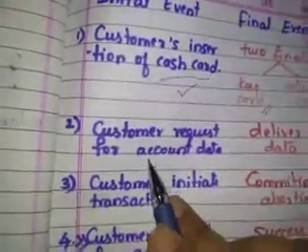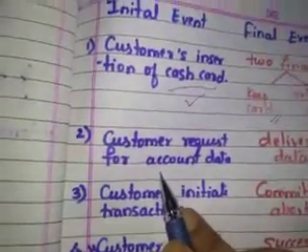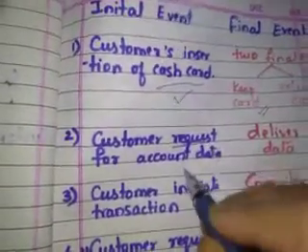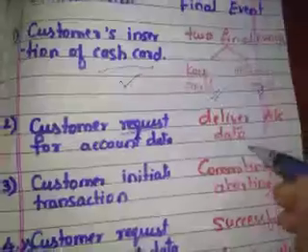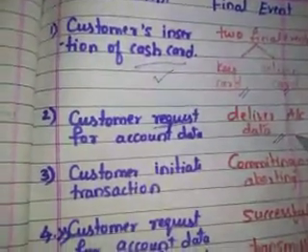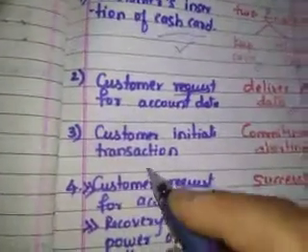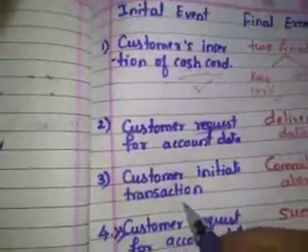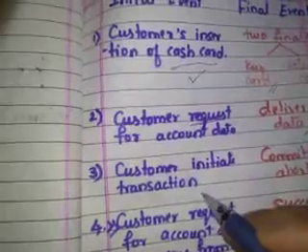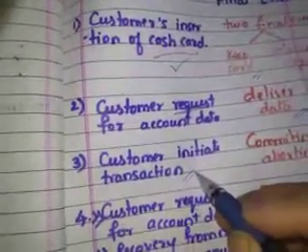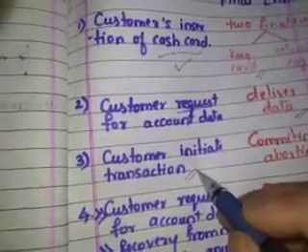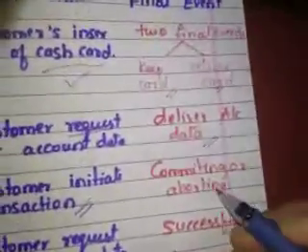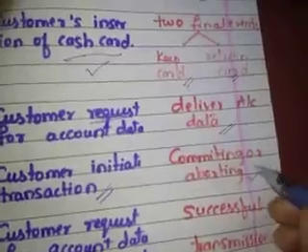The second one is requesting for querying the account. For that use case, the customer's request is the initial event and the data that is displayed on the screen is the final event. Next is initiation or processing of the transaction. For this, the initial event is that the customer should initiate the transaction. He should click on one of the transactions, whether to transfer the amount or withdraw. The final event is aborting or committing.